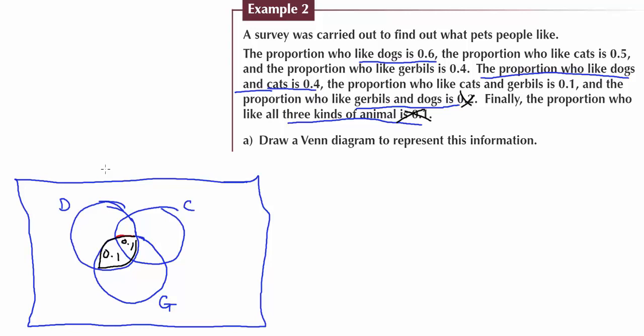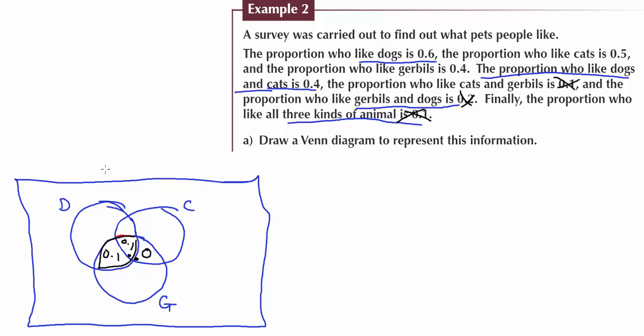Okay, that's done. The proportion who like cats and gerbils. Cats and gerbils is this bit here, so this bit and this bit. I know that's 0.1. So this one is 0.1, and I know that these two add to 0.1. This is 0. So an area can be 0. Nothing wrong with that. That's done.